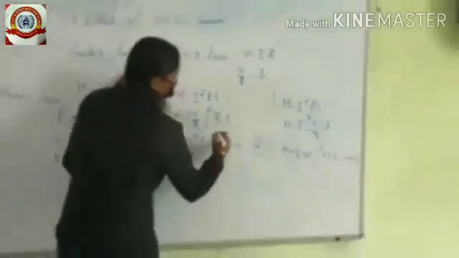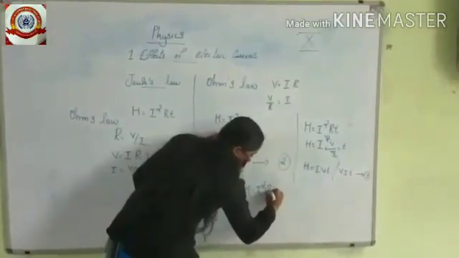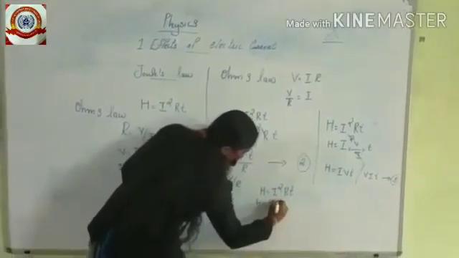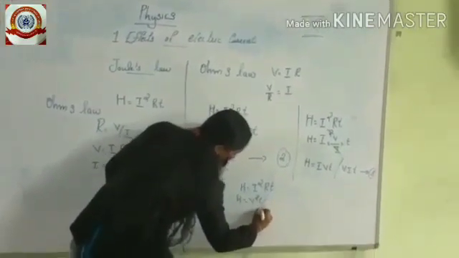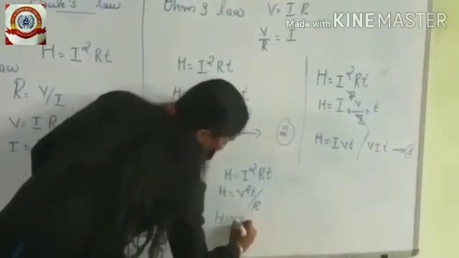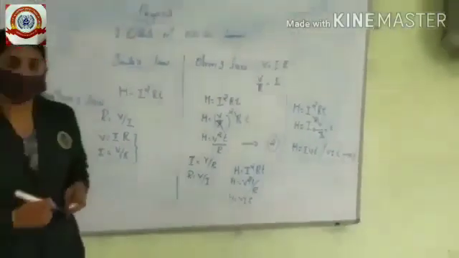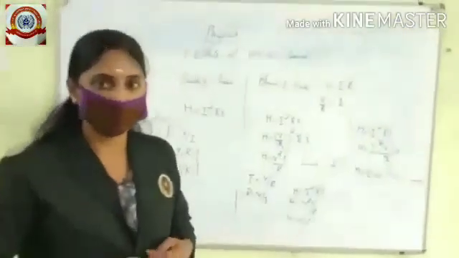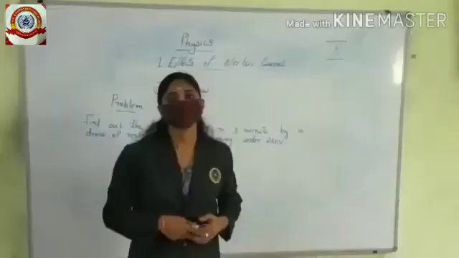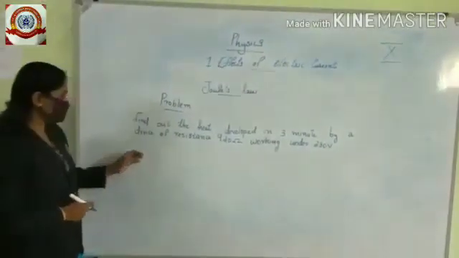So which are the equations? First one, H equals I square RT. Second one, H equals V square T by R. And third one, H equals VIT or IVT. Do you understand? Learn all these equations by heart, it is very important. Okay. So now we are going to solve a problem related to this.